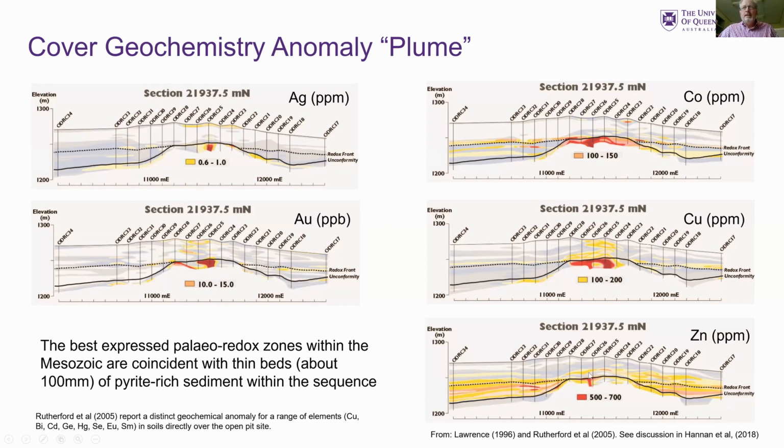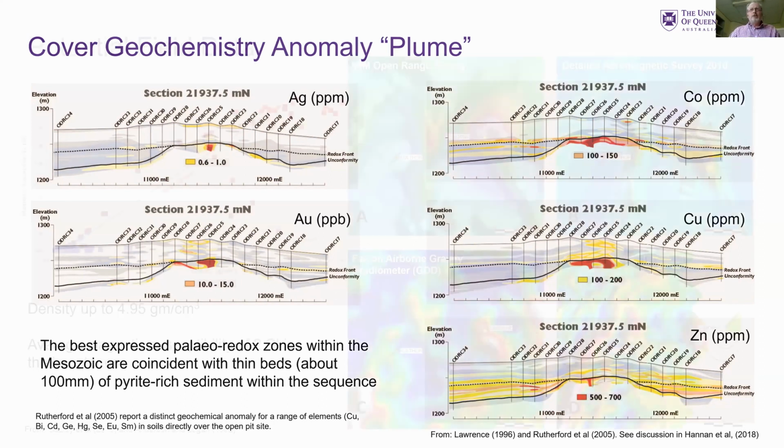This is zinc. These red areas off the flanks of the Osborne deposit are 500 to 700 ppm zinc. So these are significant anomalies within the cover sequence, typically in the ferruginous beds, that can act as a halo to these deposits.